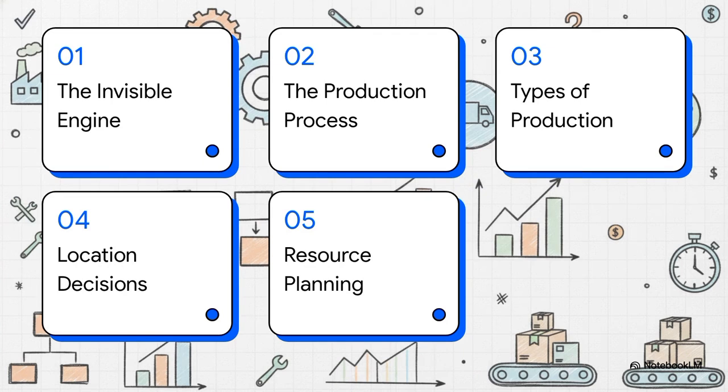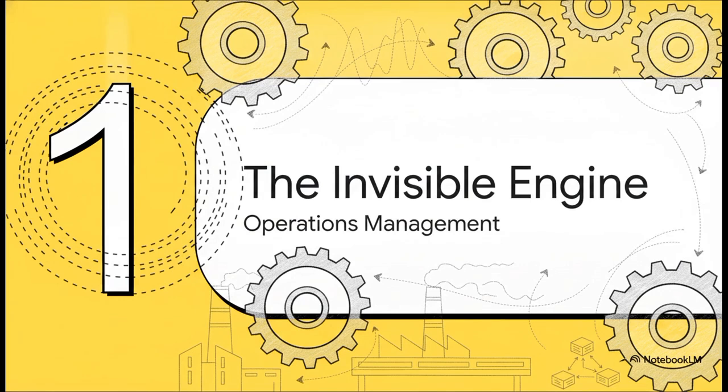So, here's our roadmap for demystifying all of this. We'll define the invisible engine, map out the production process, explore the different types of production, decode location decisions, and finally, look at how resource planning pulls the whole shebang together. All right, let's jump right into Section 1, the invisible engine.